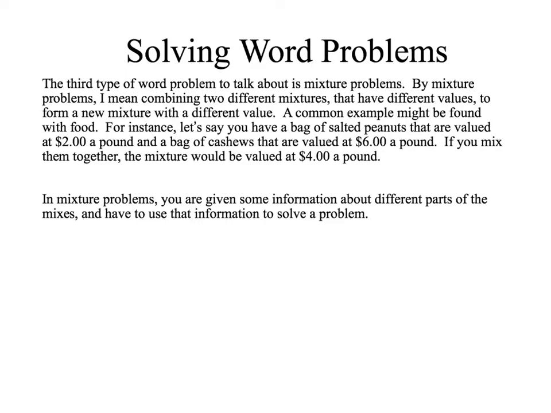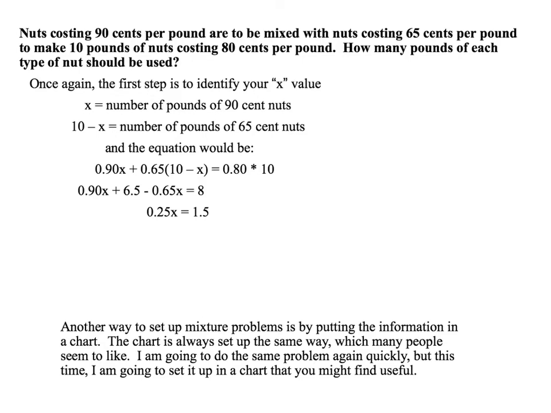In mixture problems, you are given some information about different parts of the mixes and have to use that information to solve a problem. Here's the first example. Nuts costing 90 cents per pound are to be mixed with nuts costing 65 cents per pound to make 10 pounds of nuts costing 80 cents per pound. How many pounds of each type of nut should be used?